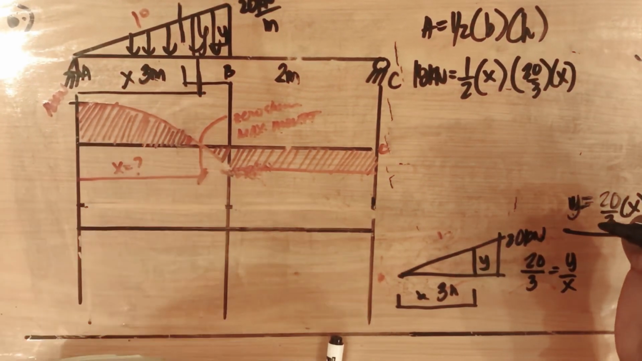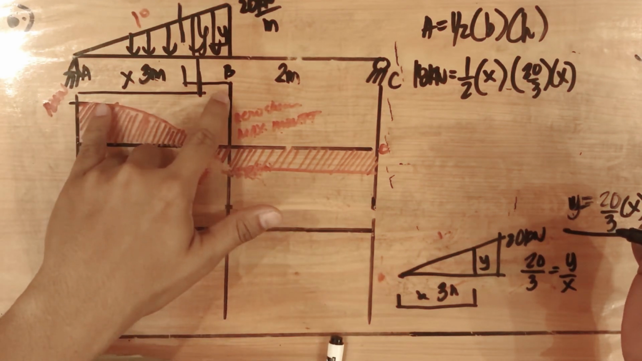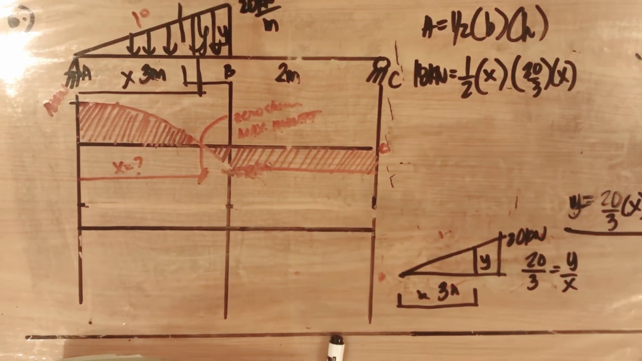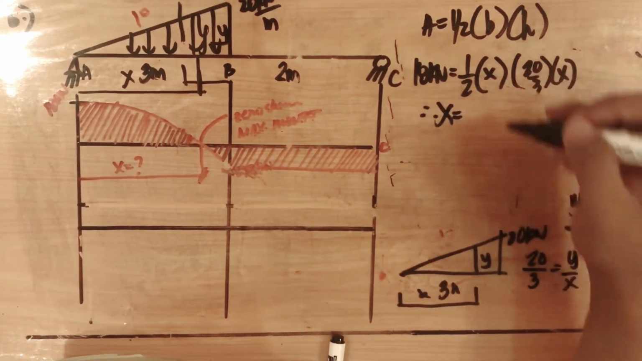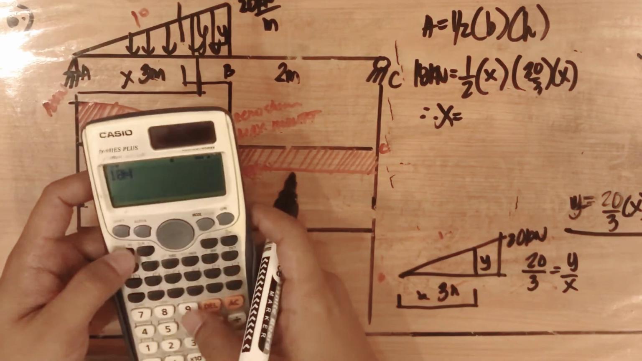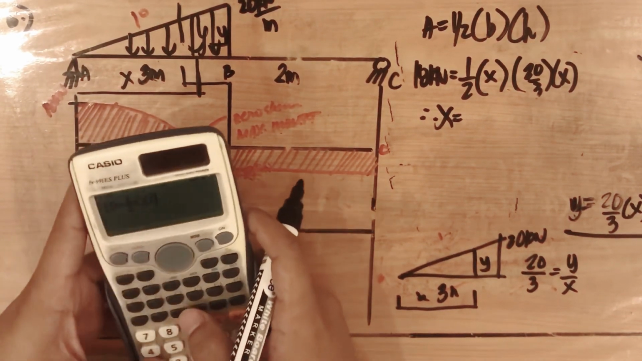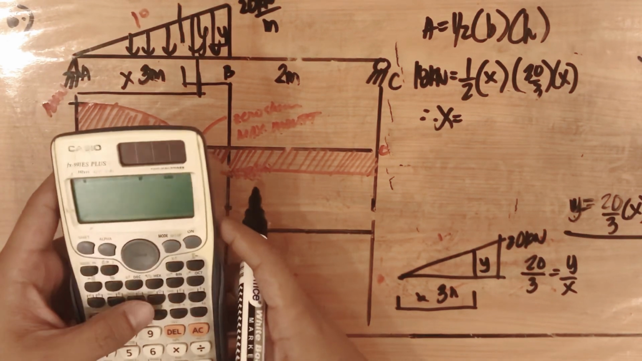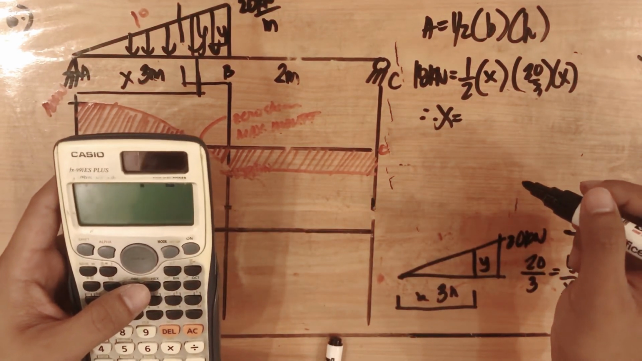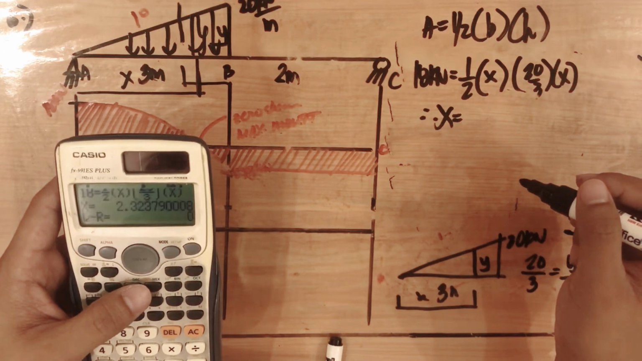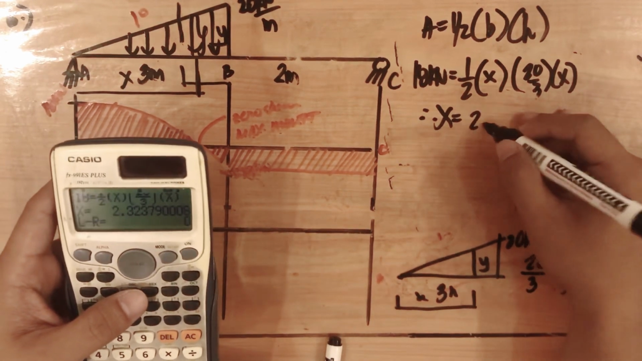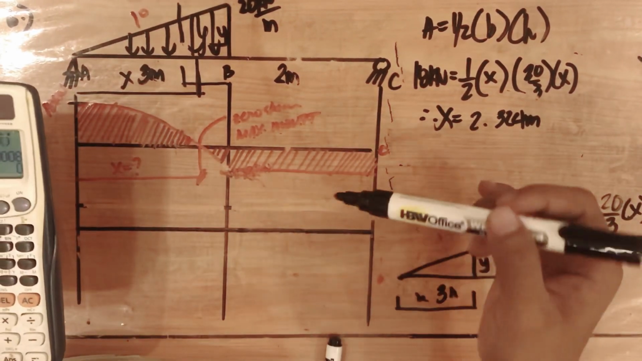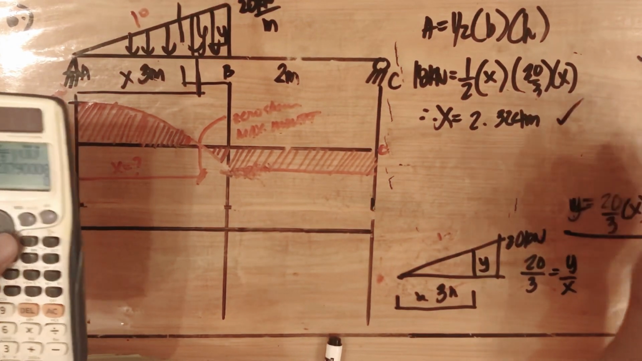So, yung y natin, equivalent to 20 divided by 3 times x. So, it means dapat, yung ating value is less than 3 meters. So, kapag greater than 3 meters, mali na yung ating distance x. So, determine natin kung tama ba yung distance x na nakuha natin. 18 equivalent to 1/2 times x times 20 over 3 times x. So, x value natin, yan. So, 2.324 meters. So, between 0 to 3 siya. So, it means, tama yung x value natin.